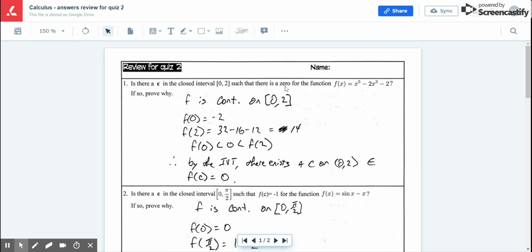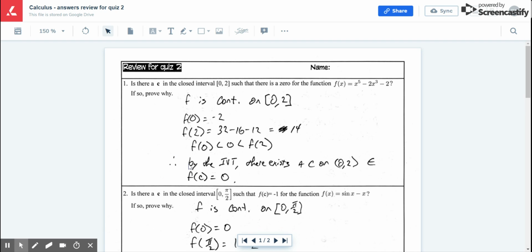0 is in between -2 and 14. So I need to show that. So f of 0 is less than 0, which is less than f of 2. And then I'm going to say the same statement every time. Usually, the only thing that's going to change is my interval right here and whatever f of c equals.